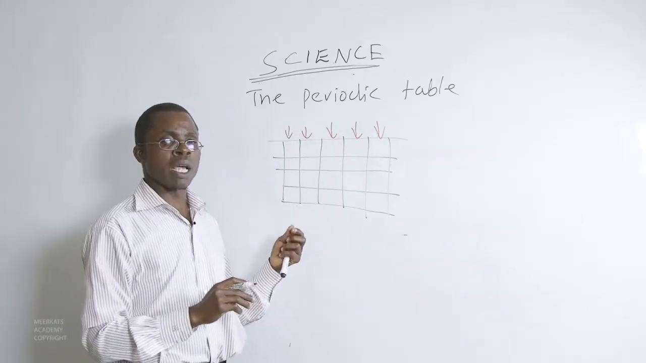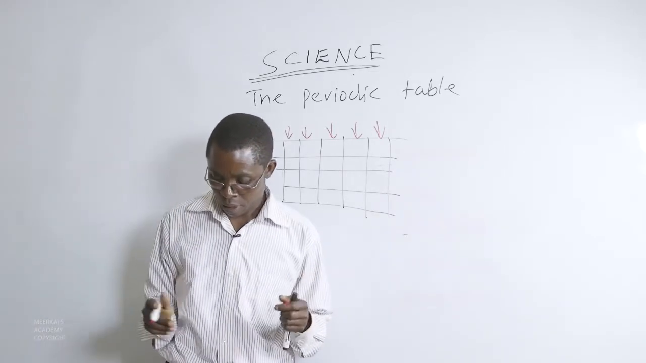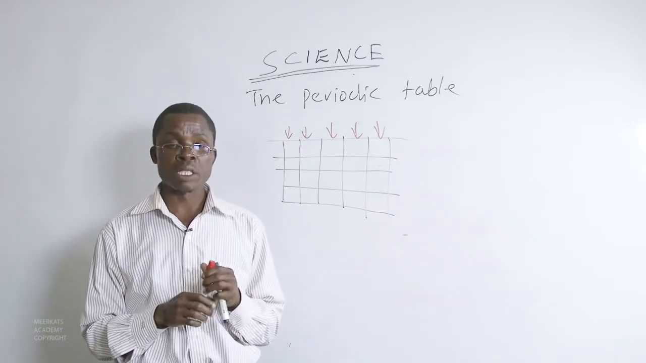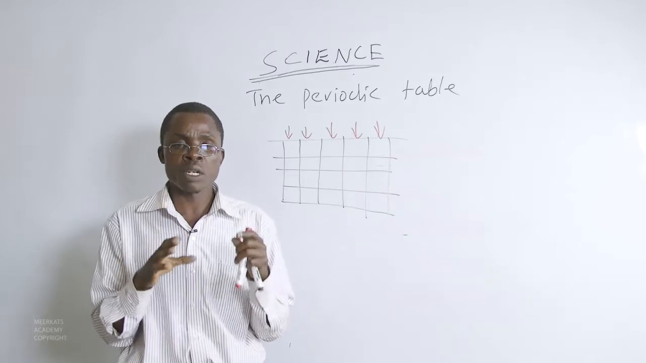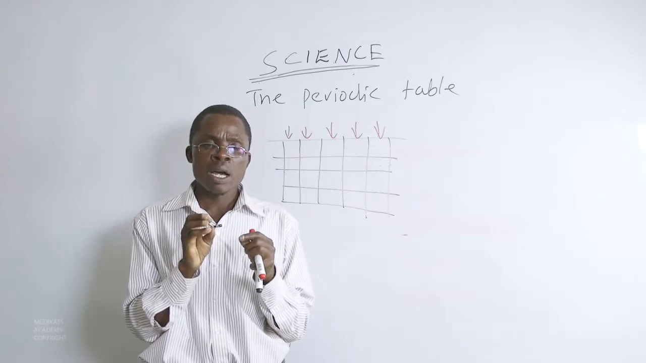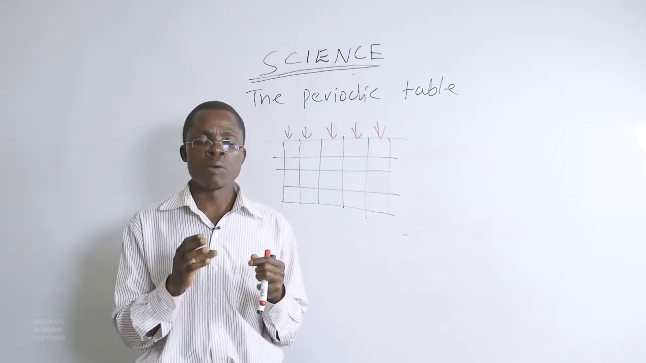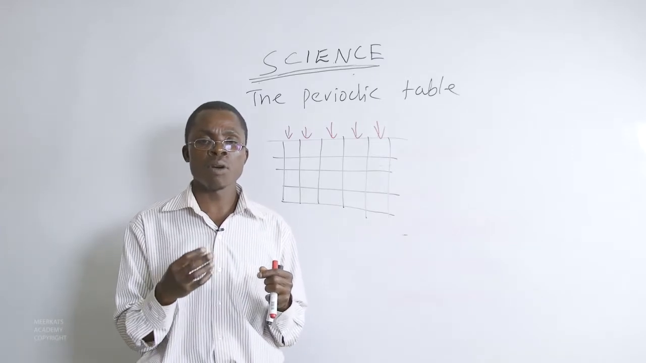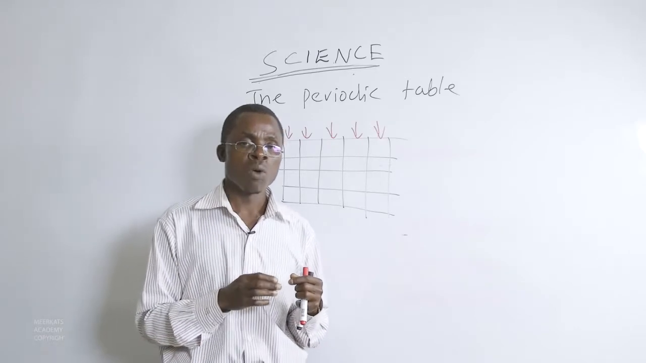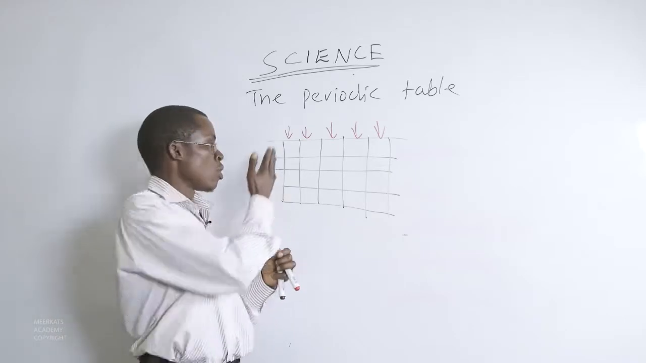Where you have the vertical columns, they will be carrying elements that have the same characteristic. Vertical columns will be carrying same characteristics, chemical properties, chemical characteristics. If element A and B are showing some similar way of reacting, then we can say they have the same chemical characteristics, chemical properties. So such elements will be placed in the same vertical column.